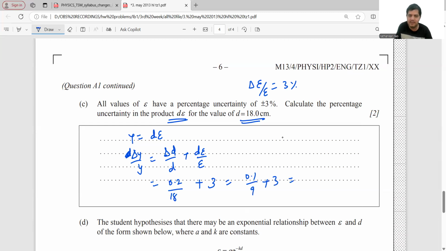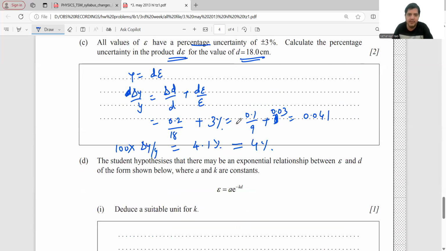3% is 0.03. That's what I should write. Don't just write 3 there. So here it is 3%, therefore 0.1 by 9. Let me use my calculator. 0.1 divided by 9 plus 0.03. When I do this, I get 0.041. This relative uncertainty is asking you for percentage, which means multiply this by 100 so that you get the answer as 4.1%. You write this as nearly 4%. 4% is your answer.